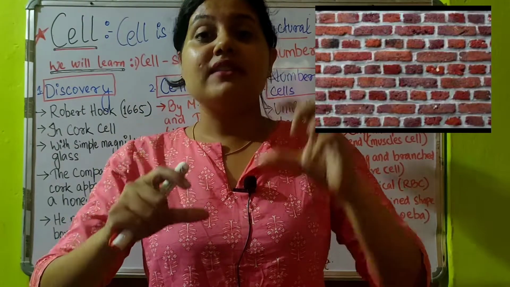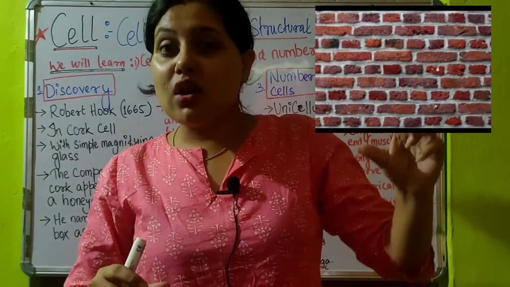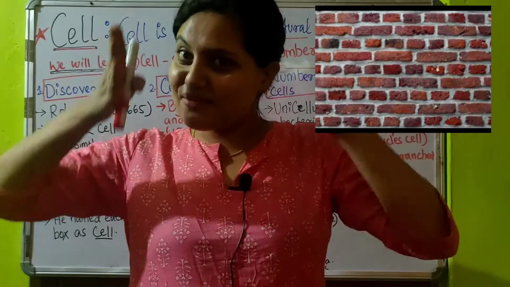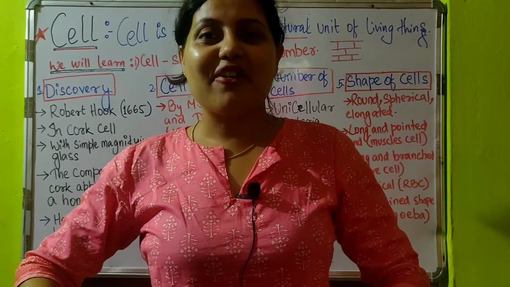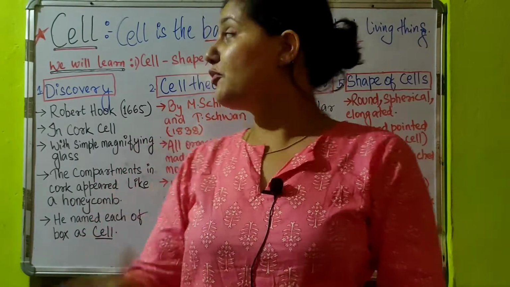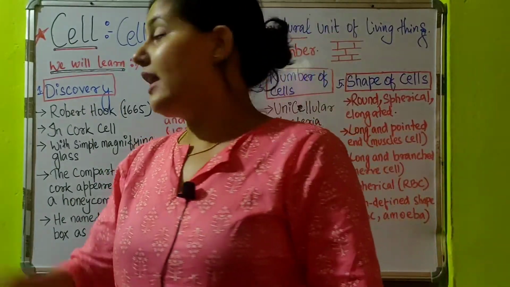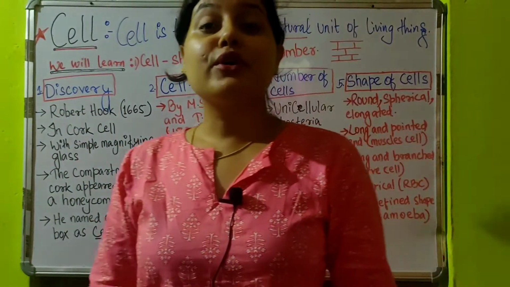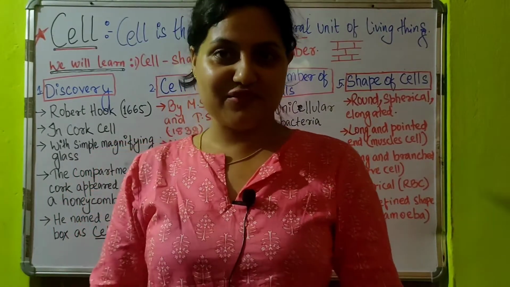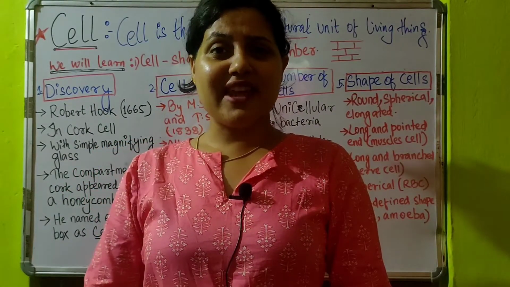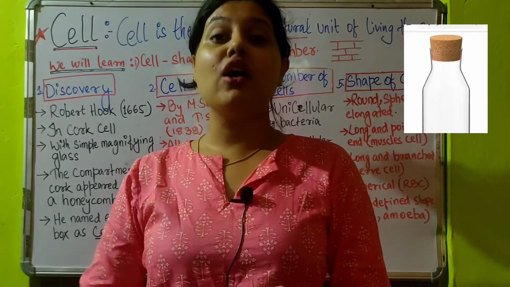Likewise the bricks are making the wall. In the same way, cell is making a body. Got it? Now coming to the discovery of the cell. Cell was discovered by Robert Hooke in the year 1665. In what did he discover that cell? He discovered that cell in a cork.